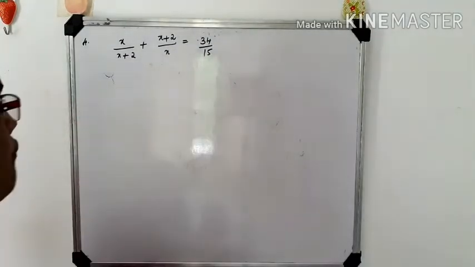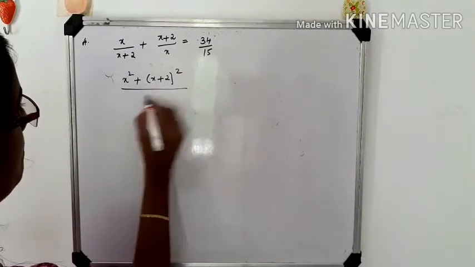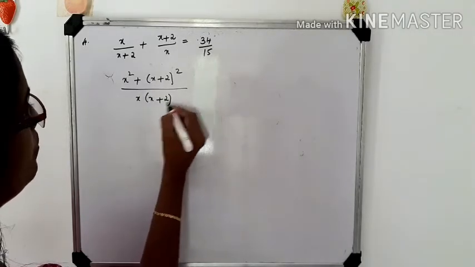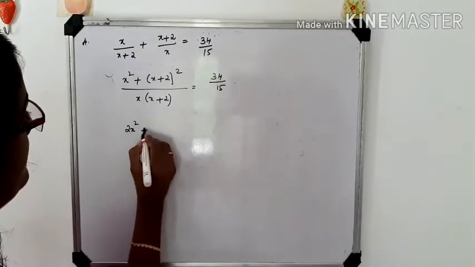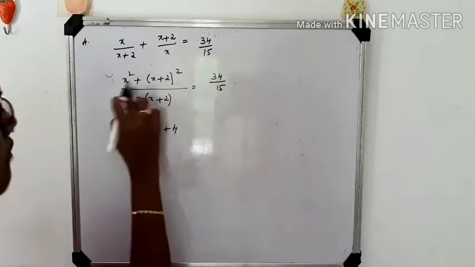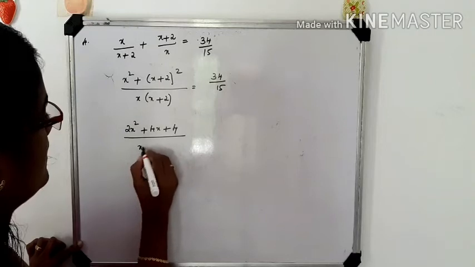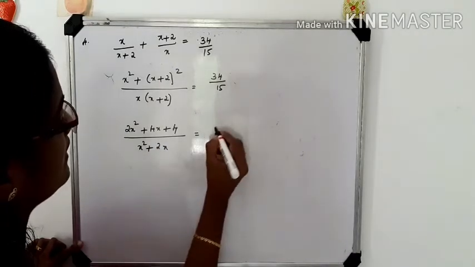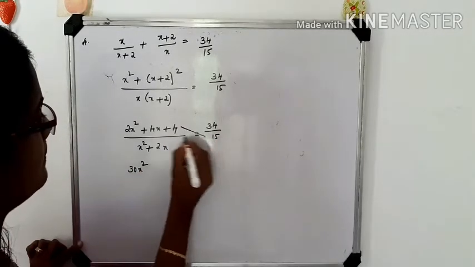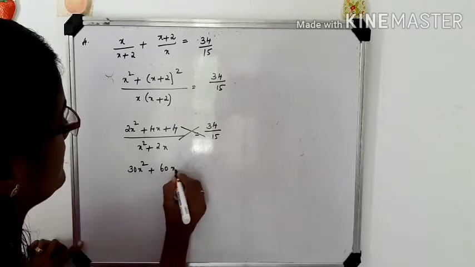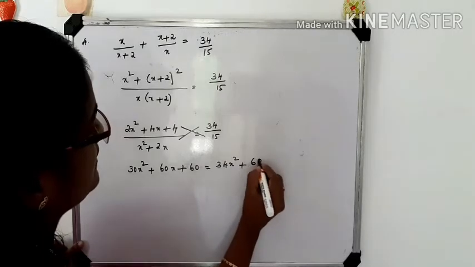Now this part many of you wrote. Then x square plus x plus 2 the whole square by x into x plus 2 equals 34 by 15. 2x square plus 4x plus 4 after opening the bracket. x square plus x square, 2x square plus 4x plus 4 by x square plus 2x equals 34 by 15. 30x square plus 60x plus 60 equals 34x square plus 68x.